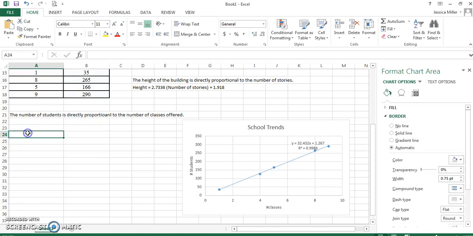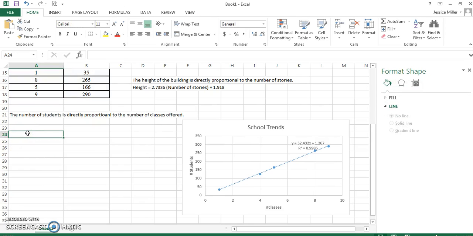The literal equation should look something like this. So, number of students equals 32.432 times the number of classes plus 1.267. So this is the model that we have created. Now we can estimate, okay, if this university or something offers 12 science classes, that's a lot, but how many students are we going to have taking those classes?